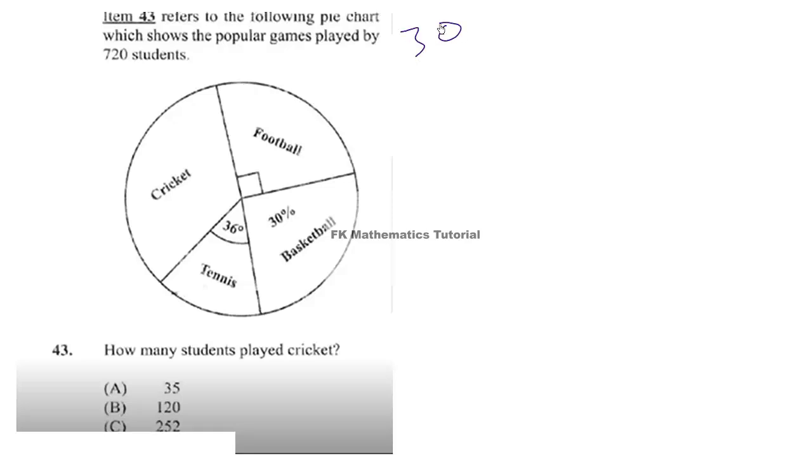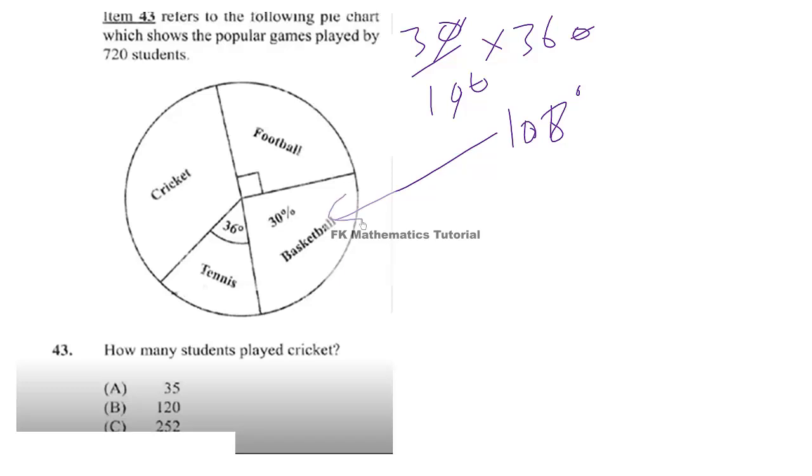basketball, so 30% of 360, that will give you 108 degrees. So 108 degrees corresponds to this angle here. Now all the angles should give us 360, so this is 108 degrees.